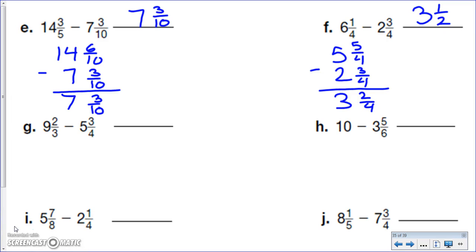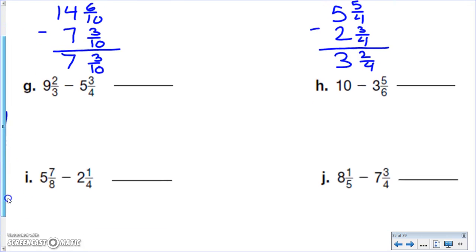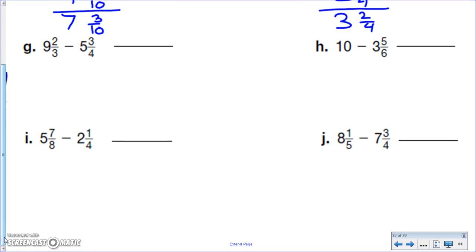For G, we have 9 and 2/3 minus 5 and 3/4. So the first thing we have to do is rewrite both fractions up to 12ths. So we're going to get 9 and 8/12 minus 5 and 9/12. Now, if we look at that, we know you can't subtract 9 from 8. So we're going to have to borrow from the 9. So it's going to become 8. And we're going to take that whole, turn it into 12/12, add it to the 8/12, which gets us 8 and 20/12.